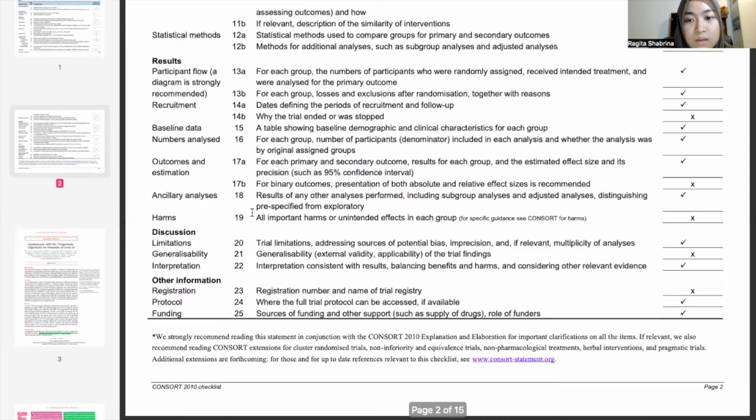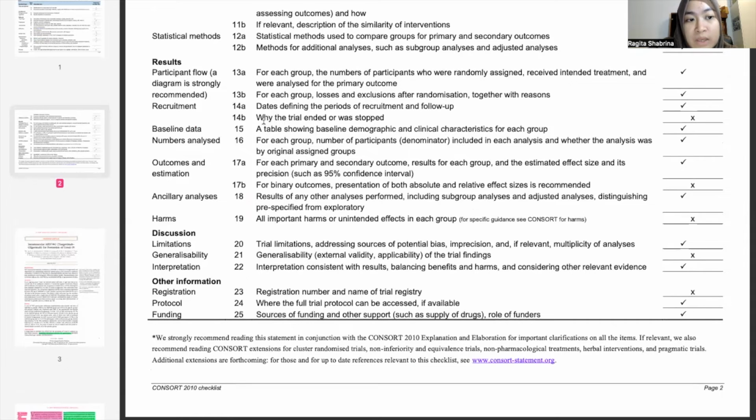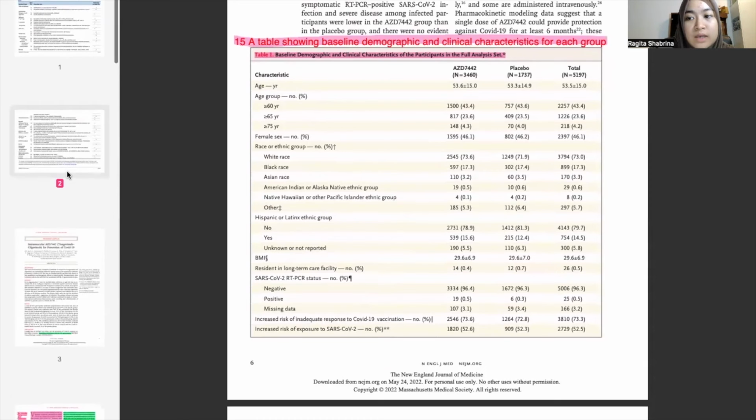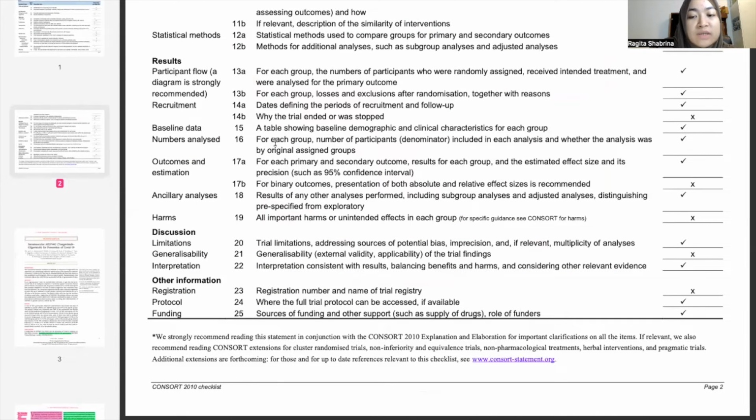And next is 14B. There are no items in this article, so we move to the 15th. The definition is a table showing baseline demographic and clinical characteristics for each group. 15A is the table that shows baseline demographic and clinical characteristics of the participants in the full analysis set. And next, for the 16th, the definition is for each group, the number of participants, the denominator included in each analysis, and whether the analysis was by original assigned groups.